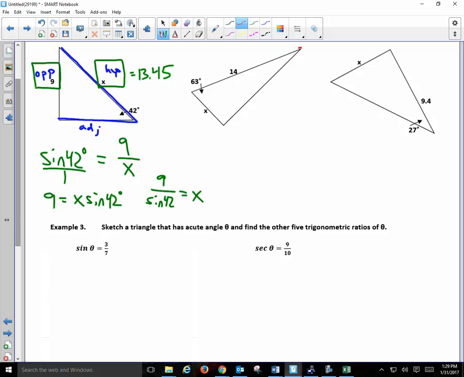Again, I draw my angle. You don't have to do that. I'm doing it because I need to teach it. I want you to understand it. So this is the hypotenuse. This is the adjacent. And this is the opposite. Sine, cosine, or tangent. Cosine of 63 degrees is equal to the adjacent x divided by 14. Cross multiply, get x is 14 cosine of 63.